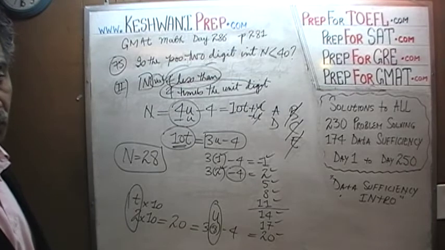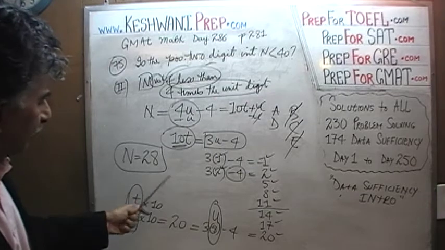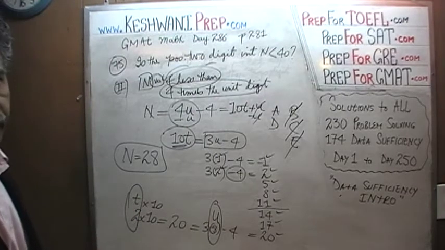No other value would do. No other value of n would do. Do you understand? No other value of unit digit will do. Unit digit has to be 8. If the unit digit is 8, the 10 digit has to be 2.